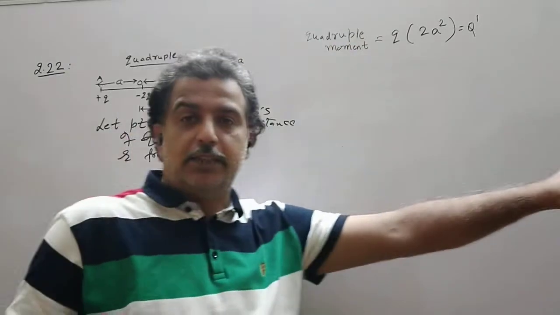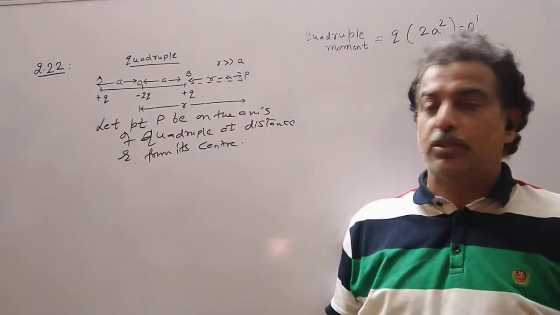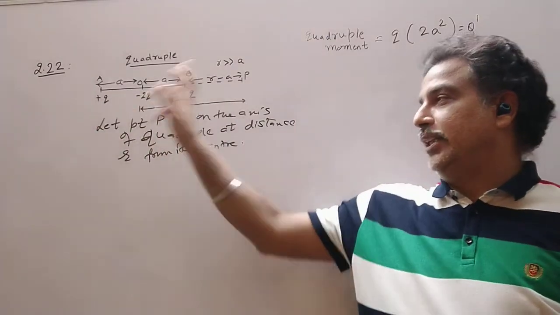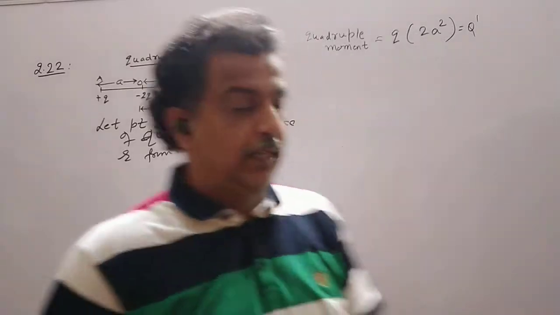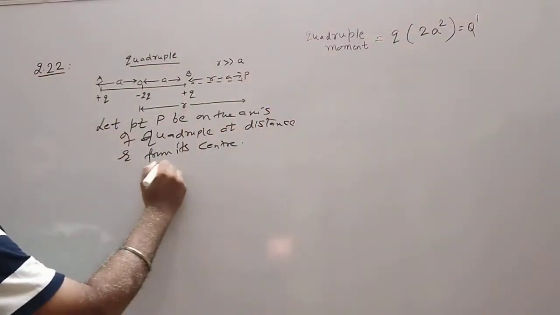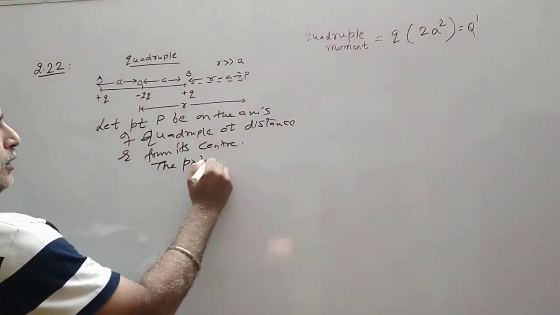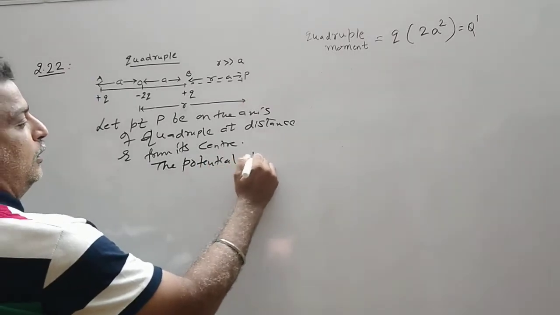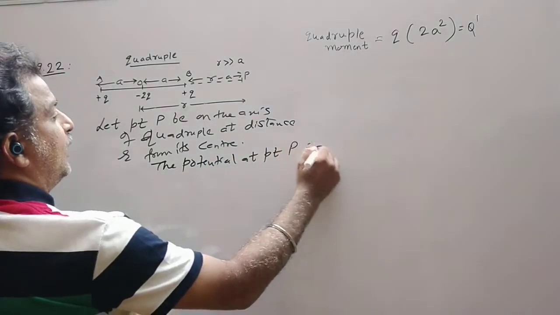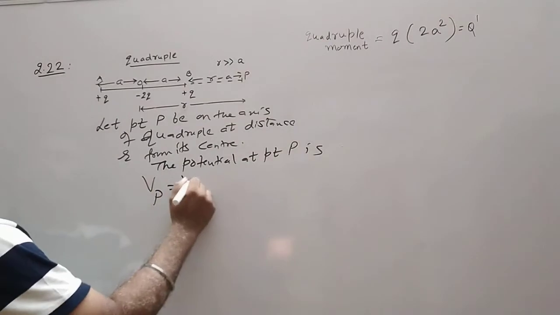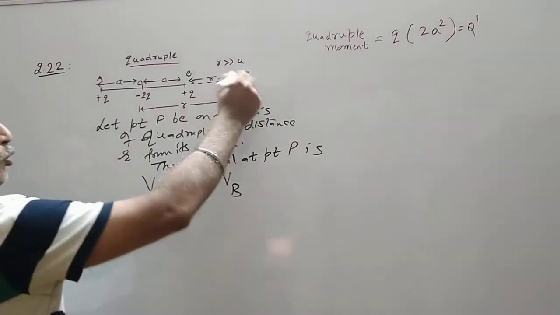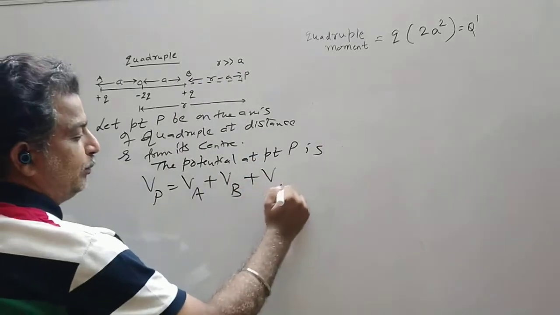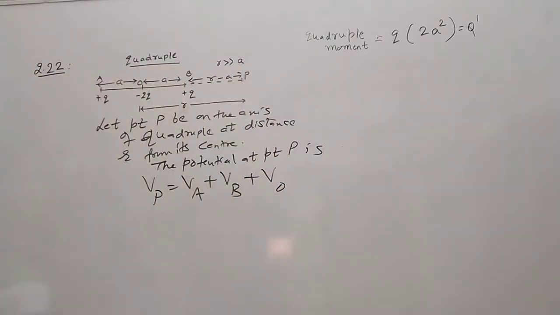Now potential is a scalar quantity. Now there are three sources, plus q, minus 2q, plus q. So we will find out the potential due to each source and then we sum up. So the potential at point P is Vp equal to potential at P due to charge at A, plus potential at P due to charge at B, plus potential at P due to charge at the origin or at the center.